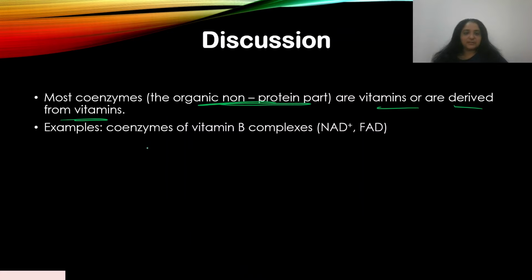Some examples are coenzymes of vitamin B complexes, such as NAD+ and FAD. They are all coenzymes of vitamin B complexes. So vitamins play a very important role. That's why it is important to eat vitamin rich sources of food, because they form the coenzyme part. All right, let's move on then.